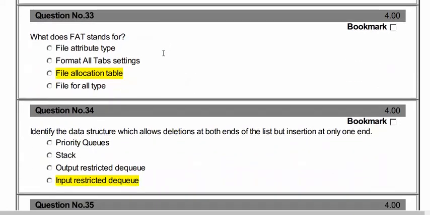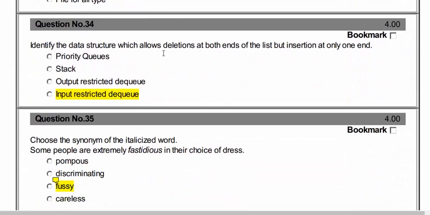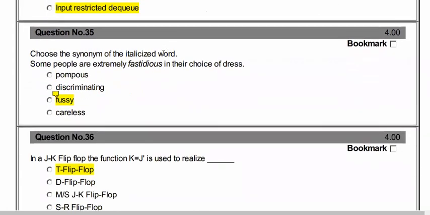What does FAT stand for? Option C is right, file allocation table. Identify the data structure which allows deletion at both ends of the list but insertion at only one end. Option D is right. Input restricted DQ.